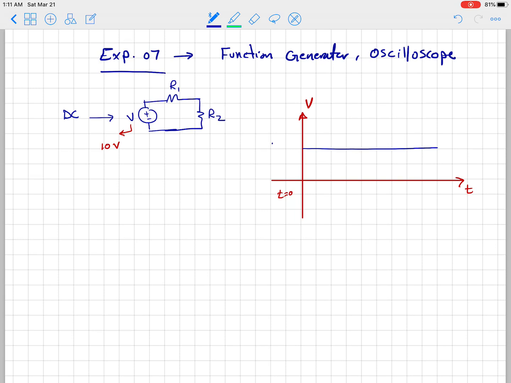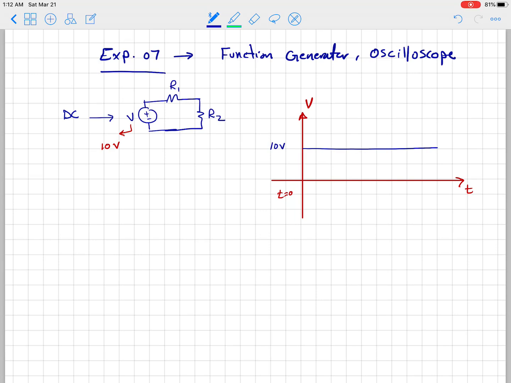Similarly, this is 10 volts. If we want to plot the current, it's going to have the same shape. However, if we want to actually have a current or a voltage that varies with respect to time, then we cannot use a battery for that. So we need to modify our analysis, we need to modify our sources, we need to modify our measurement technique.